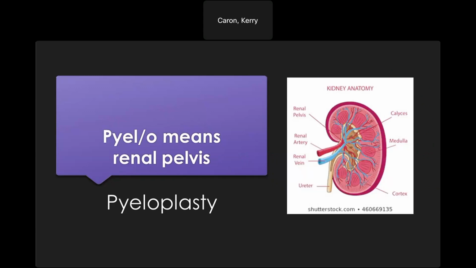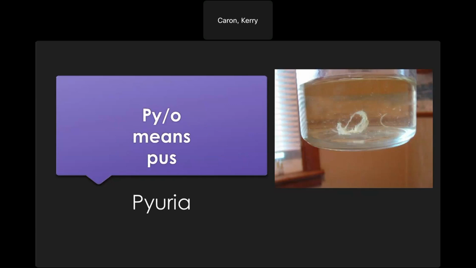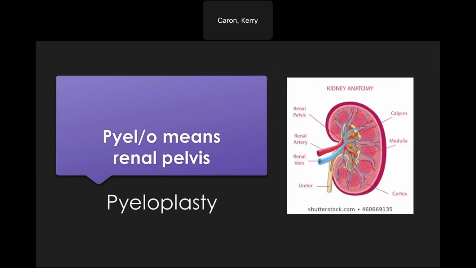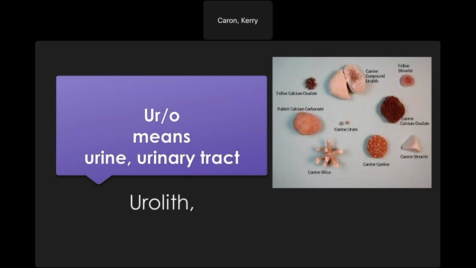Be careful of the difference of pio and pyelo. Remember in the beginning when I was discussing anatomy with you, I said you might want to know the renal pelvis, or the point of attachment, the kidney to the ureter. So pyelo is referring to that area, the renal pelvis. And pyeloplasty would be surgical repair of the renal pelvis. Uro is referring to urine or urinary tract. So urolith, and look at all these different kinds, is a stone in the urinary tract.